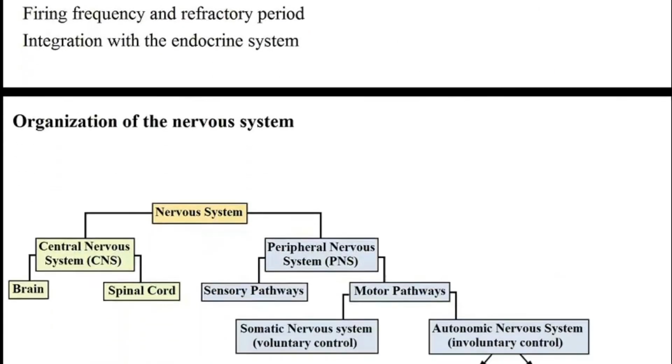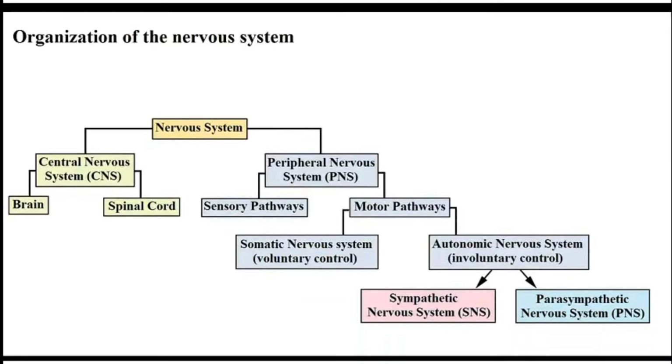Alright, so now let's start with the organization of the nervous system. So basically the job of the nervous system is to monitor the body and to maintain its homeostasis by responding to fluctuations in the internal and the external environment. And this job is being accomplished by different divisions of the nervous system. So the two main branches of the nervous system are the central nervous system and the peripheral nervous system. The central nervous system further divides into two other branches, which includes the brain and the spinal cord.